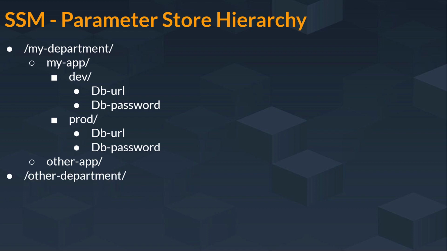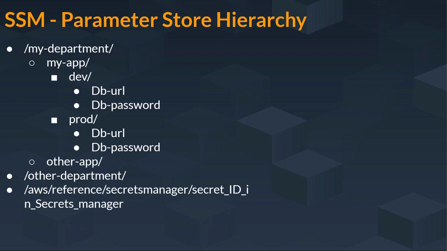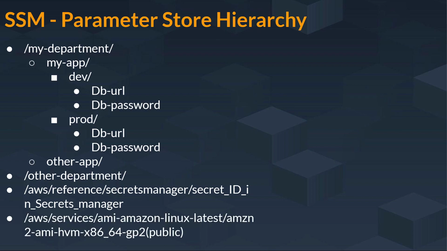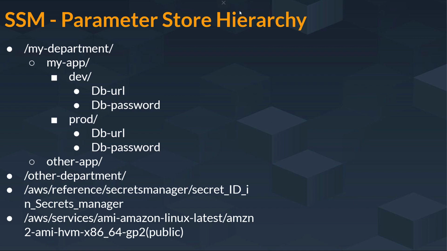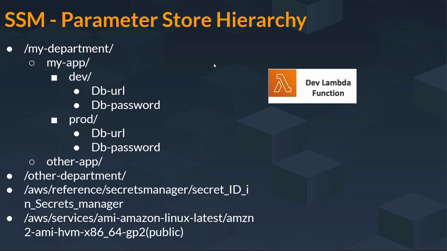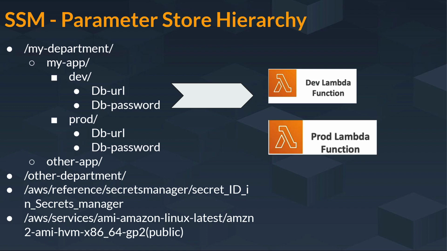Next is other department. Apart from your department, there is the other department option, and there is another AWS reference: Secrets Manager, the secret ID in Secrets Manager, and AWS services like AMI, Amazon Linux. Basically, these AMI configurations would be stored in the last part. If you have any public AMI, that data will be stored in the last part in parameter store. So the dev Lambda function is associated with dev DB URL and DB password, and the prod Lambda function is associated with prod DB URL and DB password.